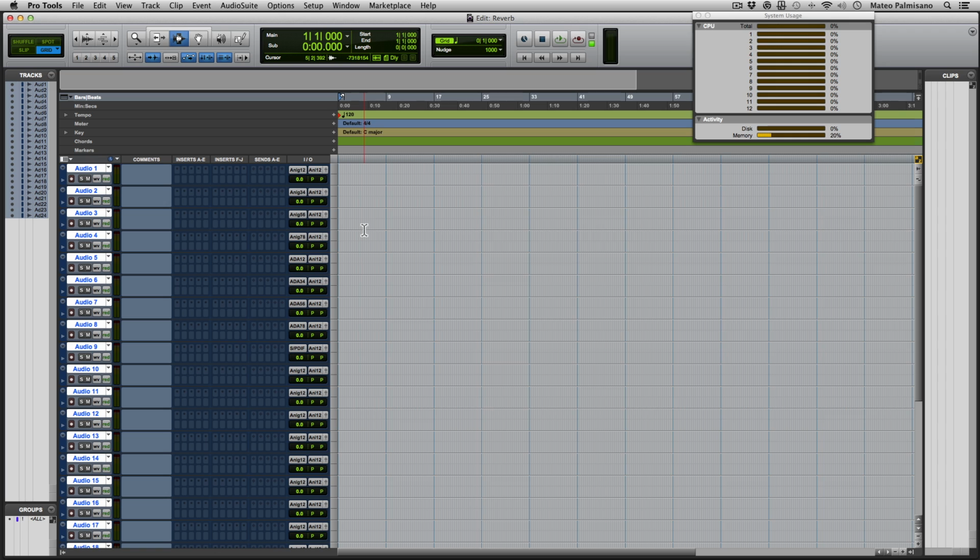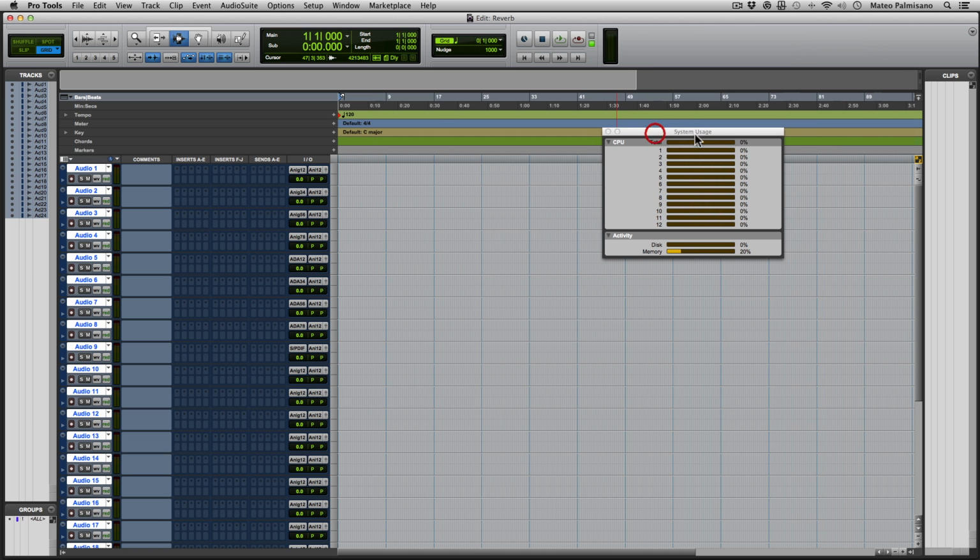Now that I've got my DAW open, I'm going to show you how much CPU reverb uses compared to other plugins. For this example, I've loaded up 24 tracks. 24 tracks is just a good number. It's a pretty common number in production: 24 track consoles, 24 I/O interfaces. It's a decent number. Let's look at these tracks and we're going to focus on this window right here.